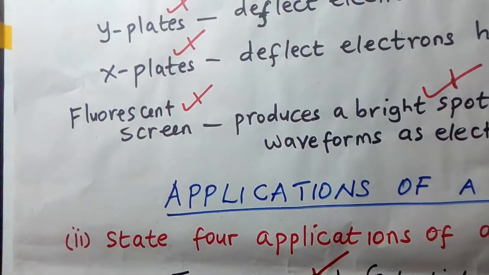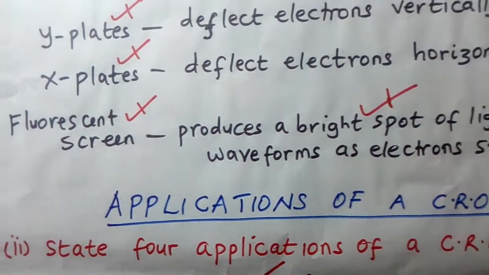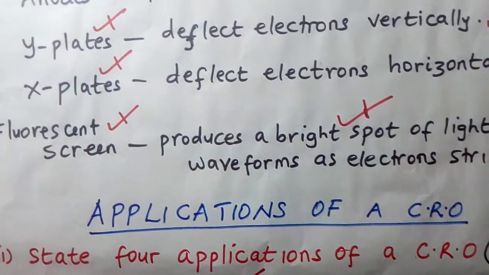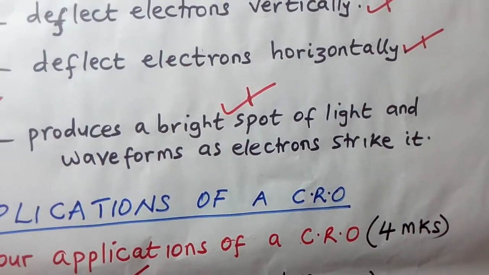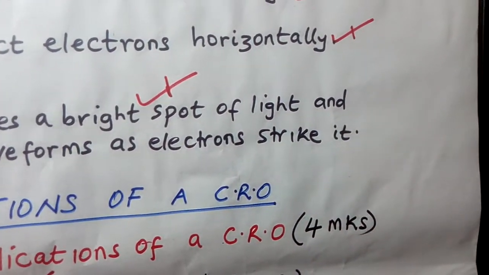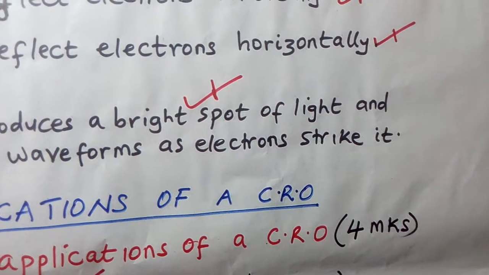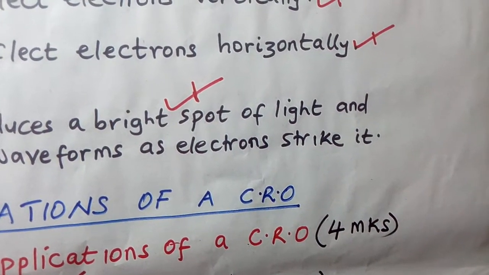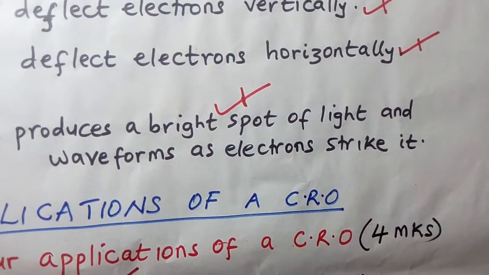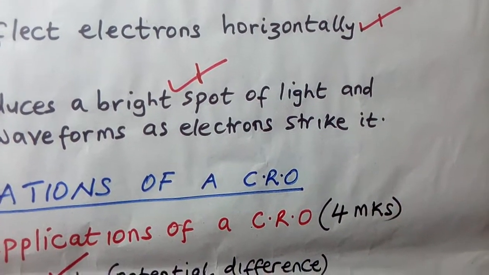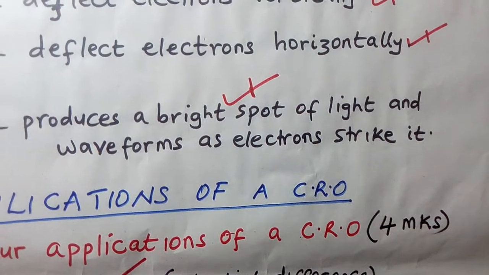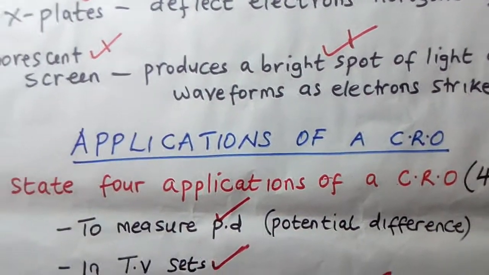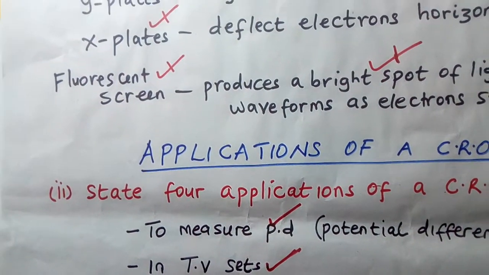Then when electrons reach the screen, the work of the fluorescent screen is to produce a bright spot of light and waveforms as electrons strike it. So as the cathode rays, the fast moving electrons, strike, the fluorescent screen produces the bright spot of light and also waveforms. Waveforms, those are pictures. Those are the major parts and their uses.